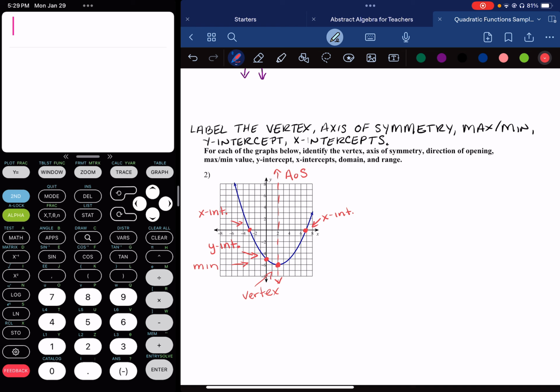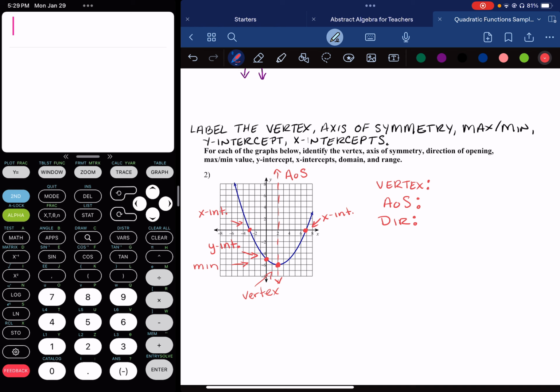The second part is the typed instructions. This one is the one where I want you to create a list next to the graph for each item. So I can see here, the first thing is to identify the vertex. So I'm going to write vertex. If you write the letter V, I would understand what that means. Axis of symmetry, which again, I'm going to abbreviate AOS. Direction of opening, which I'm just going to abbreviate as direction, or DIR.